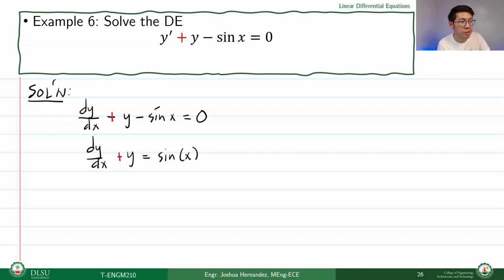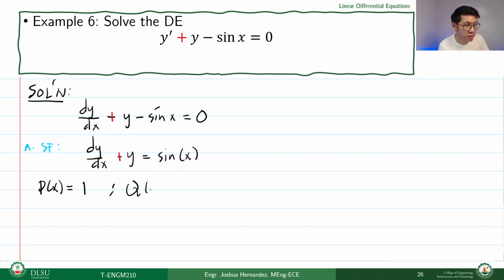Okay. Now, from the looks of it, we can identify that this is already in standard form. We can now identify our p of x, because our standard form is dy over dx plus p of x y is equal to q of x, correct? So p of x here is actually equal to 1. That is the coefficient of y. And q of x is equal to sine x.